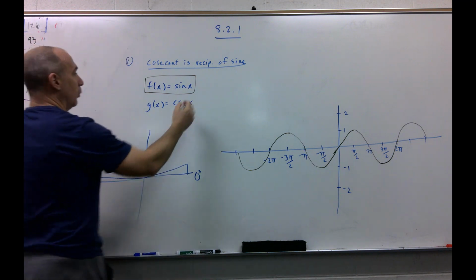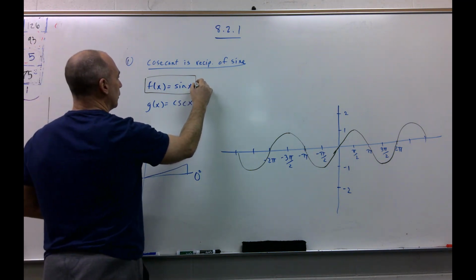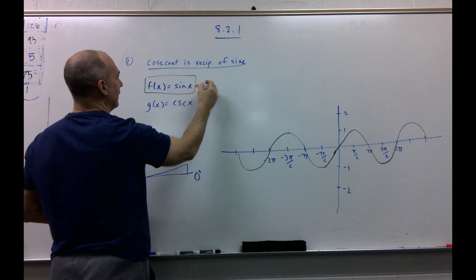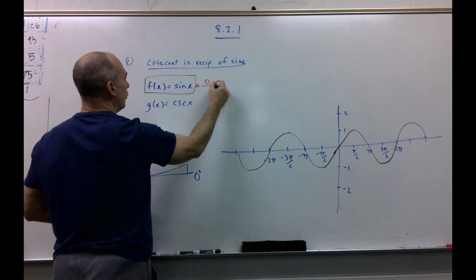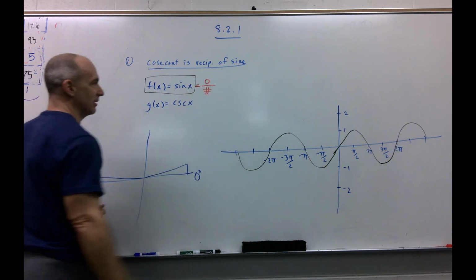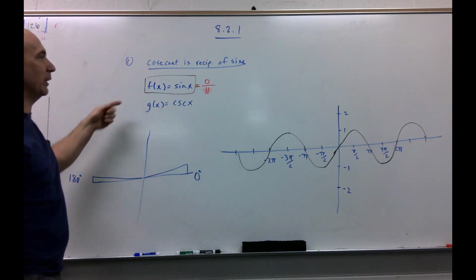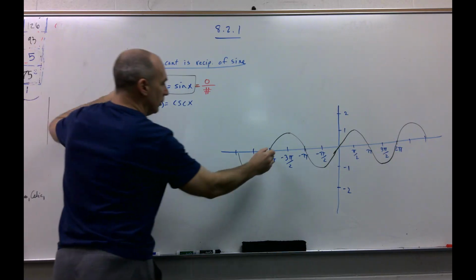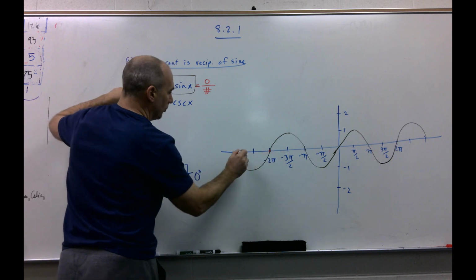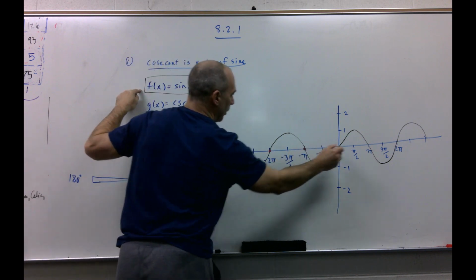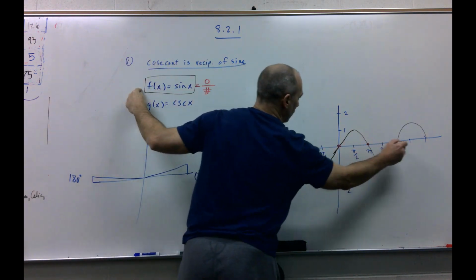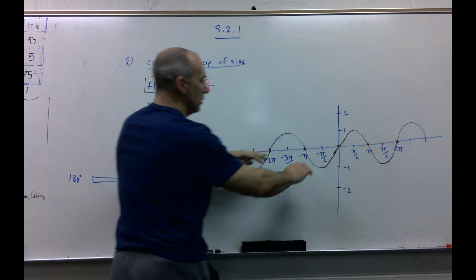See, where does sine equal 0? And remember, for sine to equal 0, it's 0 over some number. I don't want that to be confusing. That's the only way you can get something to equal 0. So right here, sine equals 0. Right here, sine equals 0. 0, 0, 0. So let's take a look at one of these.